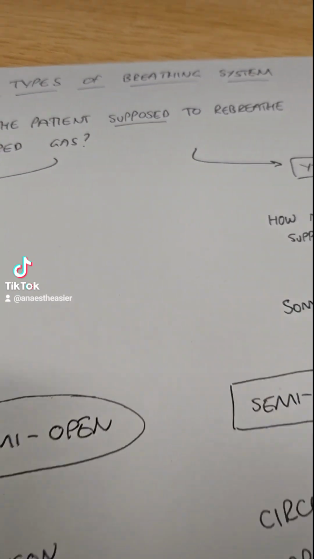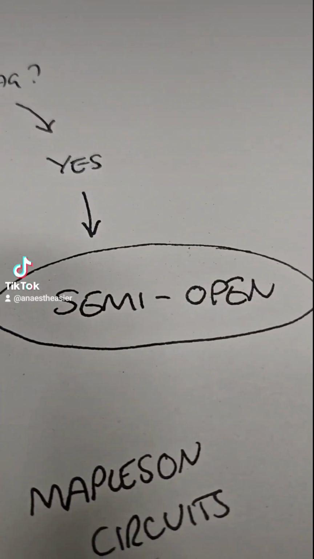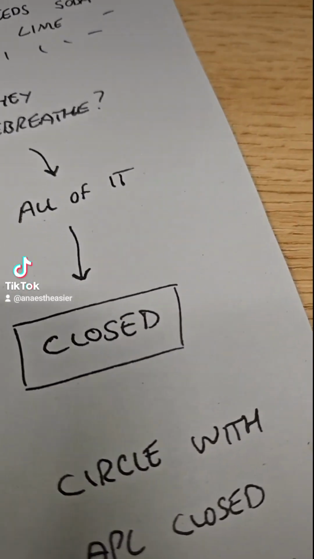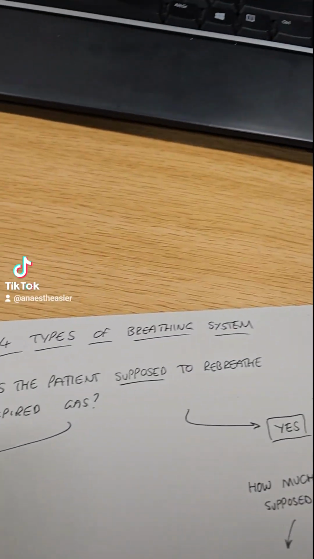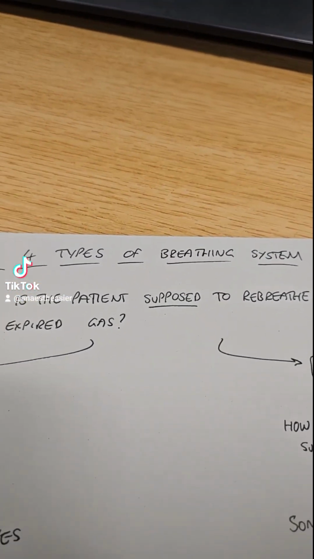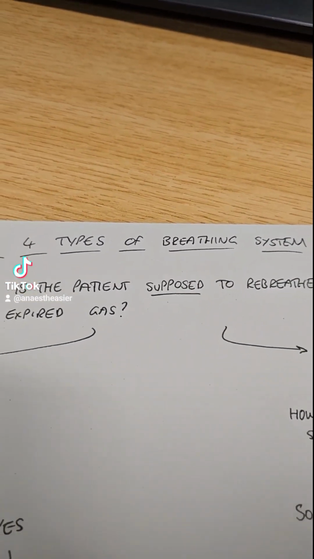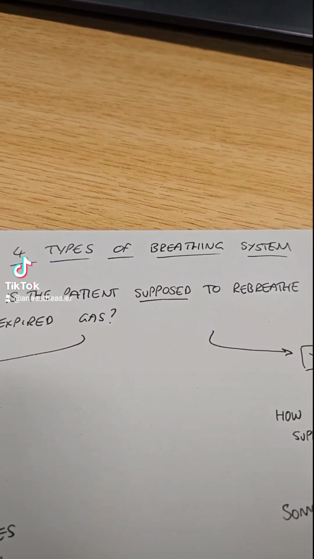There are only 4 types of breathing system, and they get examined a lot in the primary FRCA. And the 4 types are open, semi-open, semi-closed, and closed. To work out which one you're dealing with, you just ask 2 questions. The first question is: is the patient supposed to be rebreathing gas that they breathe out?